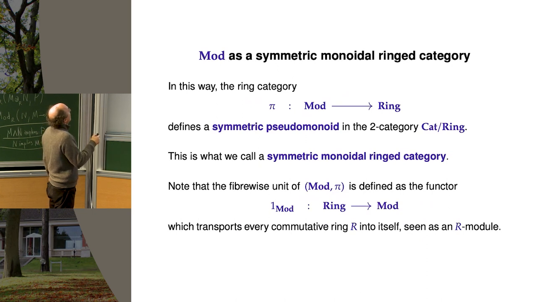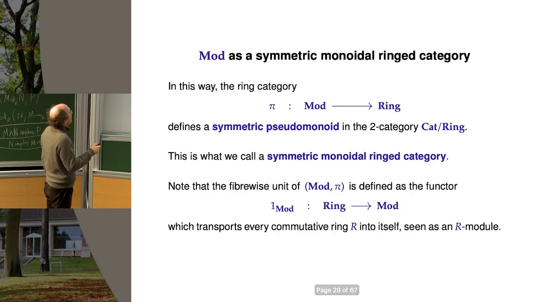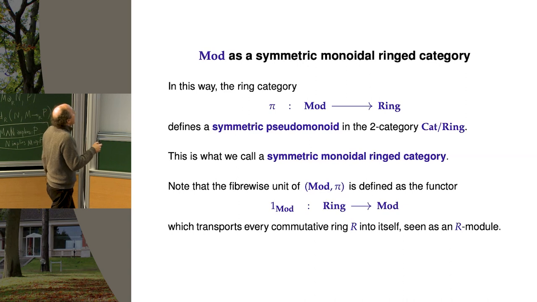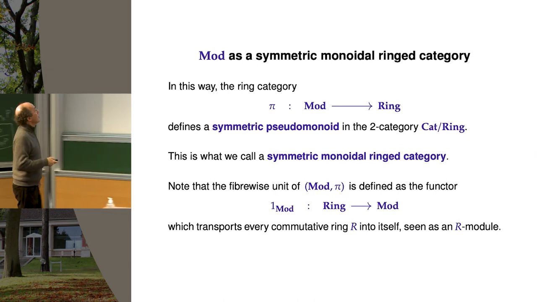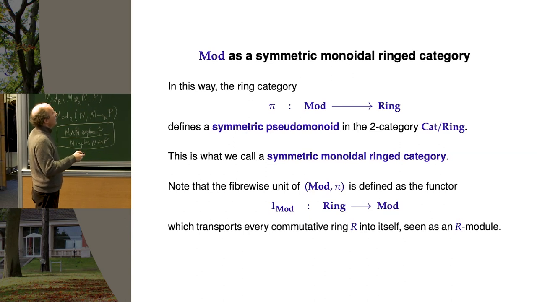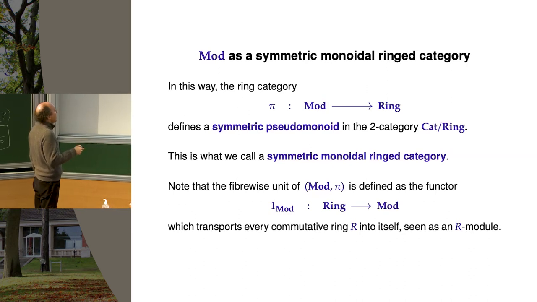And so, moreover, what we see is that Mod is, in fact, a symmetric monoidal ringed category. By this, I mean that this tensor on Mod defines a symmetric pseudo-monoid in these 2-categories, which is what I simply call a symmetric monoidal ringed category, because everything lives above the category of rings. In particular, the fiberwise unit of this pseudo-monoid, the unit of the monoidal category, is given by the functor that goes from Ring to Mod, which takes a ring R and transports it to R seen as an R-module. This functor will be important.